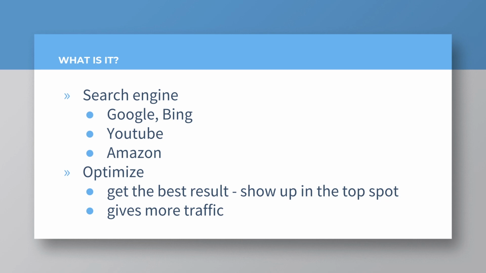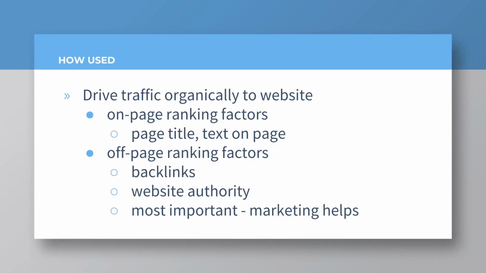So first let's define what SEO is. You have a search engine such as Google, Bing, or Yahoo. You can also throw in YouTube, which is a video search engine, and I would even include Amazon because it is a huge e-commerce platform and it's basically a product search engine. And then you want to optimize, so you want to get the best result so that you can show up in the top spot on any of these search engines, which will then drive more traffic to your website or your product.